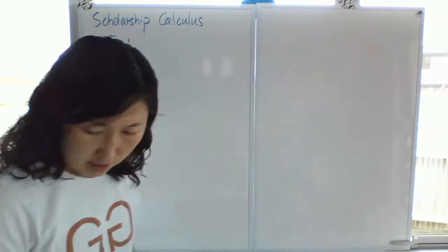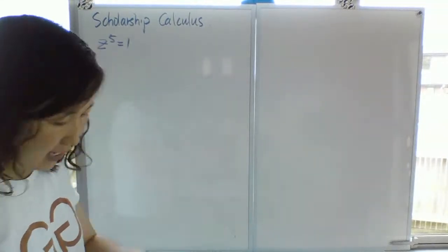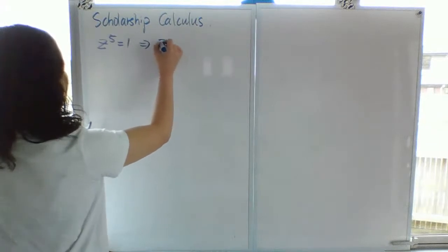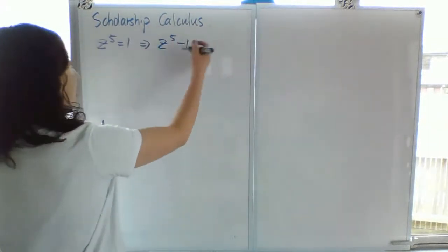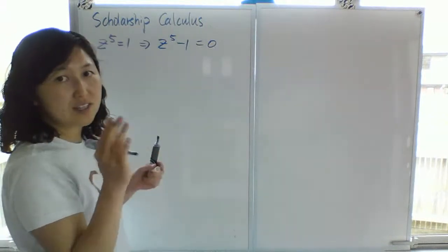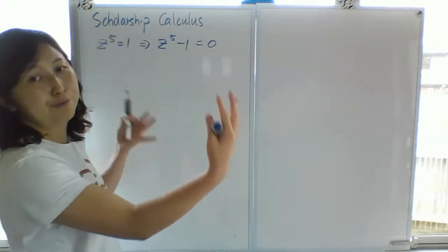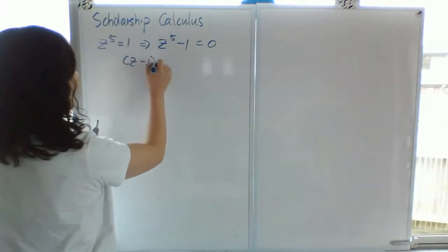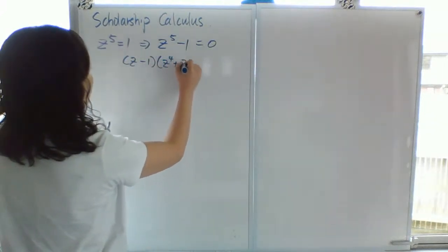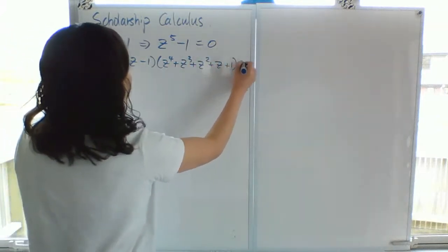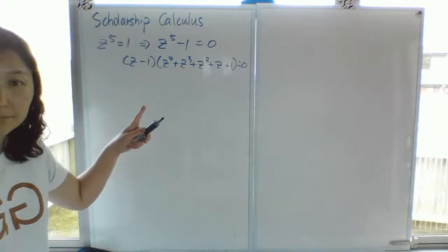So let's just start doing this. From the previous question 2, we can make the conclusion that z to the power 5 take away 1 is equal to 0. And we used synthetic division, which gave us the factorized format. So there will be z take away 1, and we have z to the power 4 plus z to the power 3 plus z squared plus z plus 1 equal to 0. This is what we got from question 1. Oh, sorry, question 2.